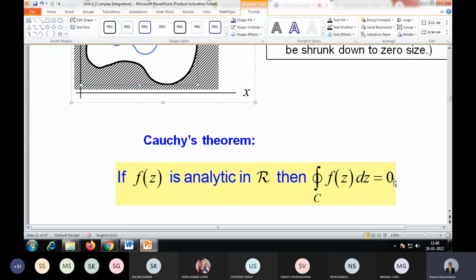So it is written here, if f(z) is analytic in R, then the integration of f(z) dz over C will be 0. Where is C? C is inside R. So in other words, we can say if a function f(z) is analytic within and on a closed contour C, then the integration of f(z) dz over C will be 0. Is it clear?